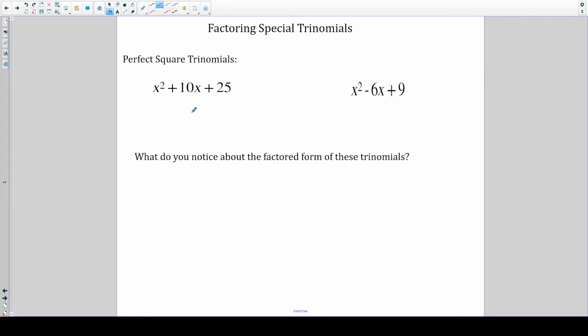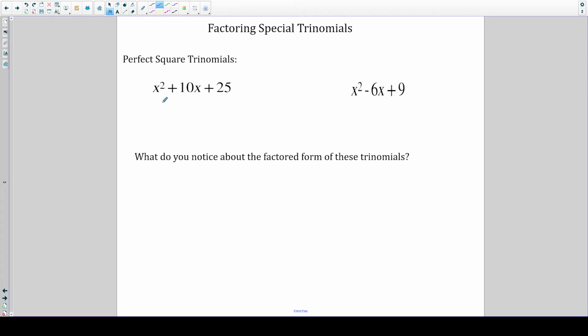On this page, we're going to talk about a special type of trinomial called a perfect square trinomial. At first glance, they look quite similar to some of the trinomials that we've already worked on in the past, but there are a couple of special properties that we want to examine on this page here.